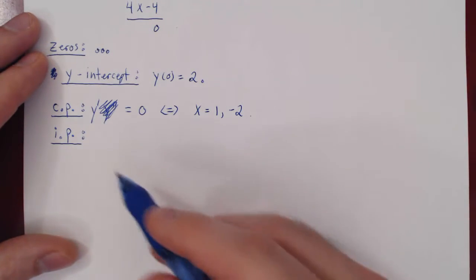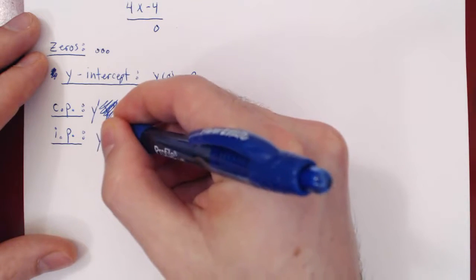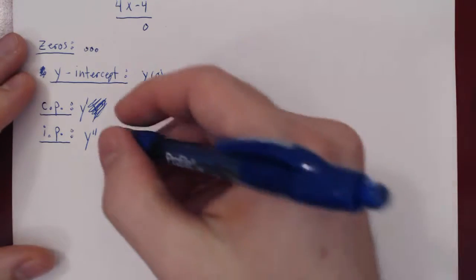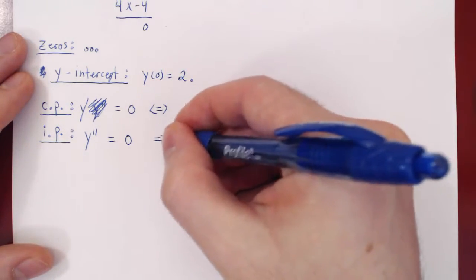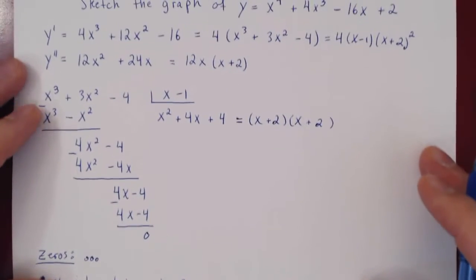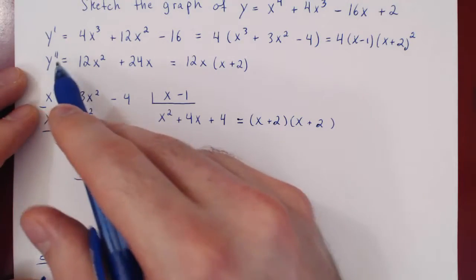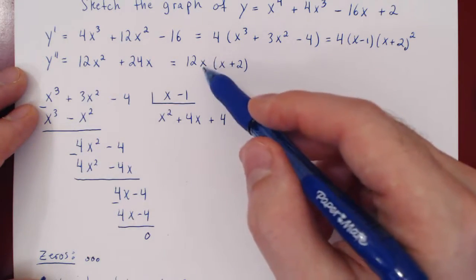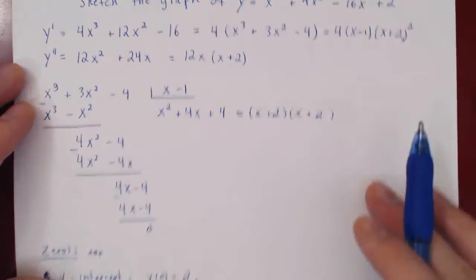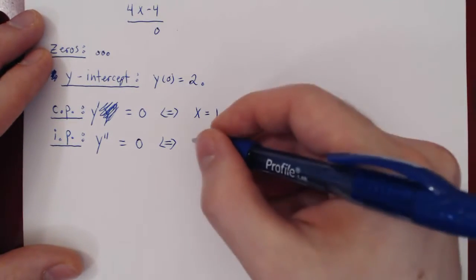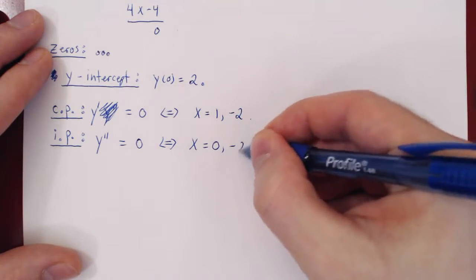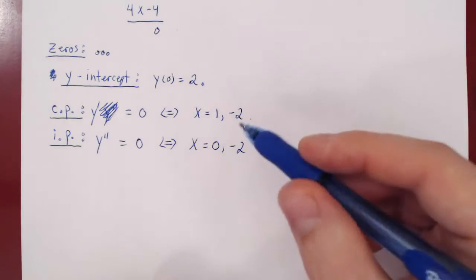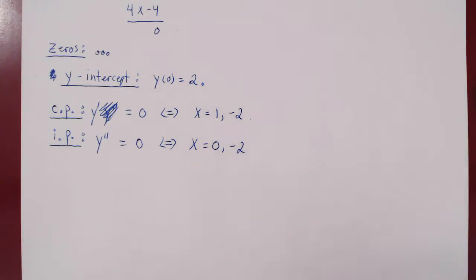Sorry about that. Now that we're looking for inflection points, this is the second derivative being 0 or undefined. As it is a polynomial, it never will be undefined. So we look for zeros of the second derivative. This will be easy because we have factored our second derivative, 12x times (x plus 2). And so the second derivative is 0 if x equals 0 or x equals negative 2. There is something interesting here because negative 2 is simultaneously a critical point and a possible inflection point.